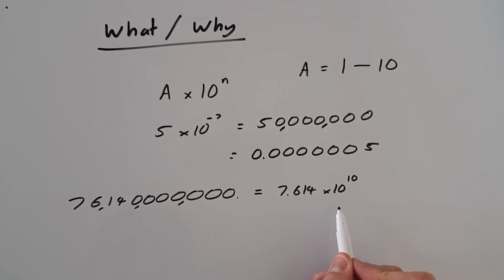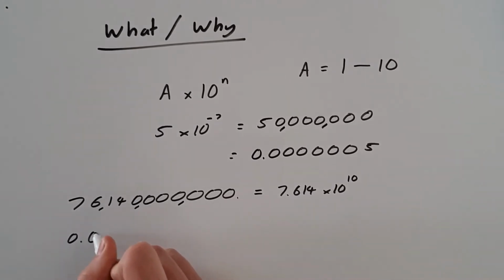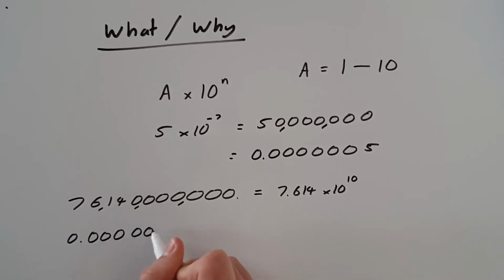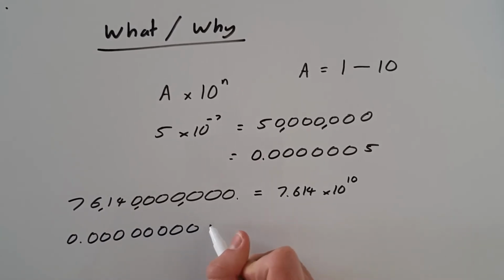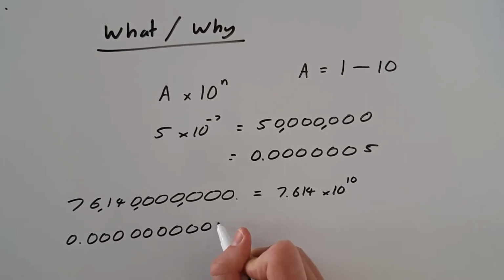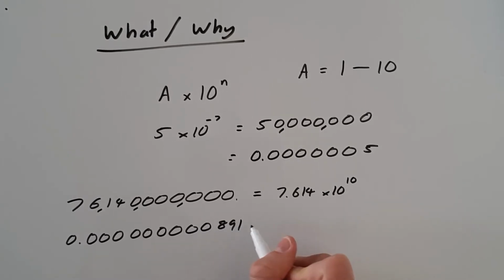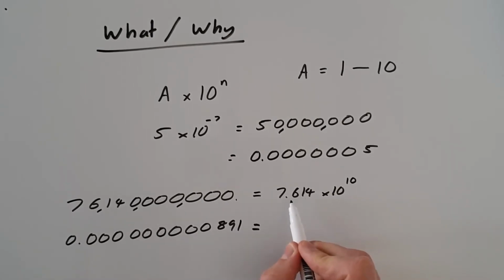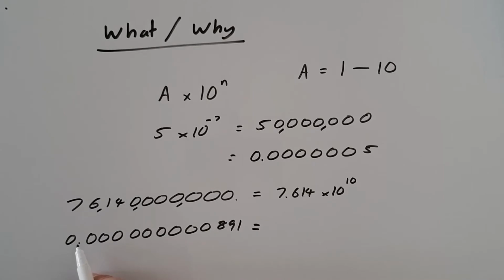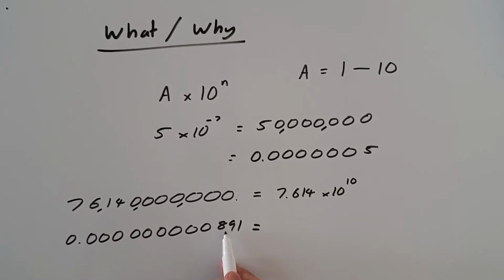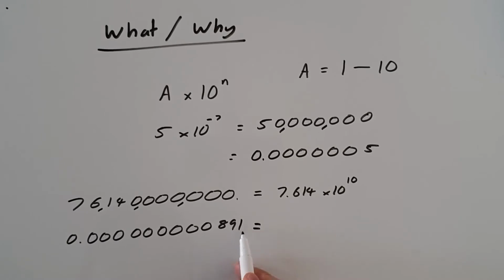And it's very, very similar if we want to convert a really small number into standard form. So if I chose 0.000000000, have another 0, and then say 891. Again, we need our number at the start to be between 1 and 10. So we want to move our decimal point so it's after the 8. Okay, so it's always after the first number that isn't 0. Okay, so we'll move it to here. So this will become 8.91.